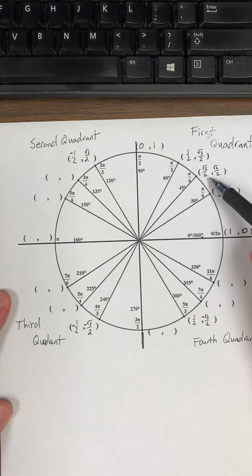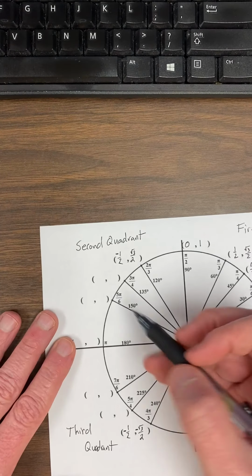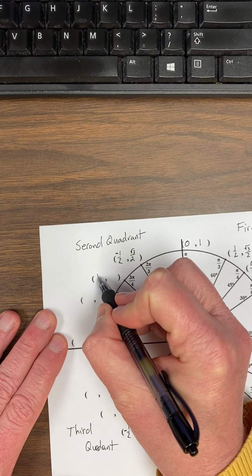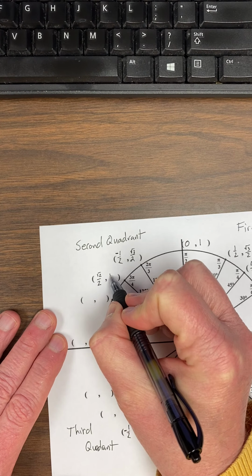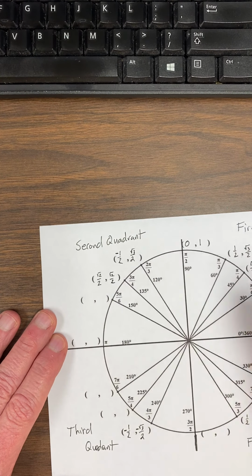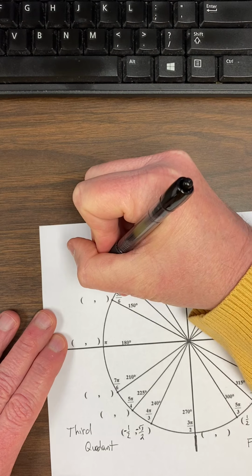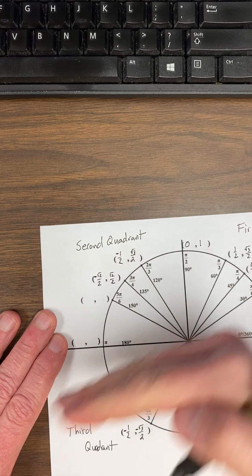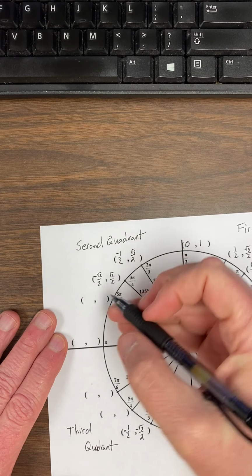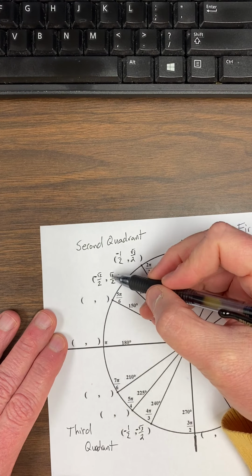have the form square root of 2 over 2, square root of 2 over 2. So over here, at 3 pi over 4, we've got square root of 2 over 2, square root of 2 over 2. The x is negative because it's over here. The y is positive because it's up top. So it's negative square root of 2 over 2, square root of 2 over 2.